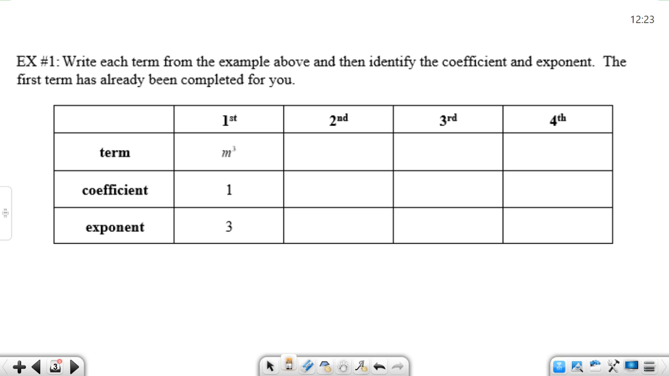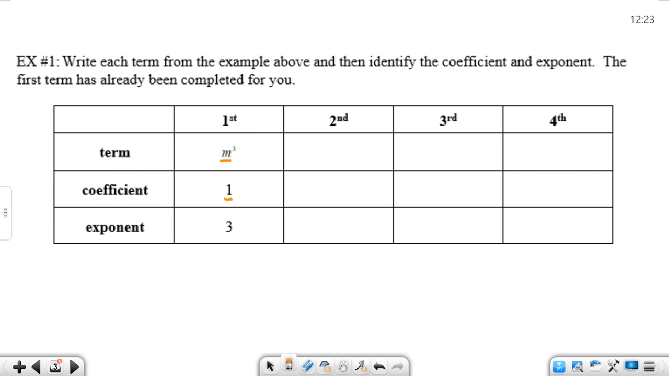Okay, so for example 1 here, they want us to write each term from the example above and then identify the coefficient and exponent. The first term has already been completed for us. So the first term, if we recall, in that polynomial was m to the third. It had a coefficient of 1 because we had that invisible 1 out in front, and its exponent is 3.